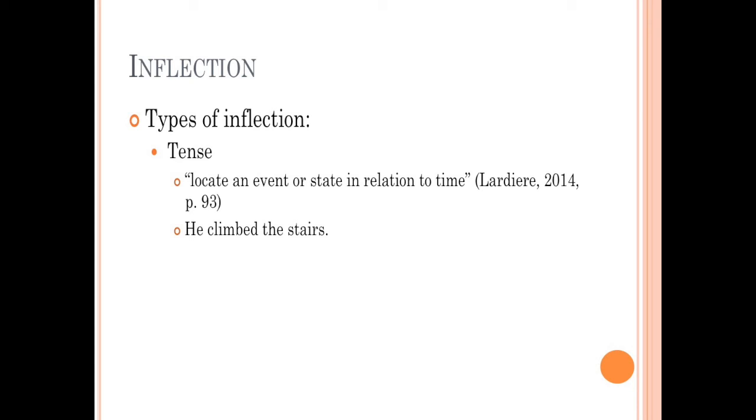What's going to happen tomorrow? He is going is the progressive tense, but it's used to tell you something that's happening in the future. So English has a past tense, it doesn't really have a future tense.